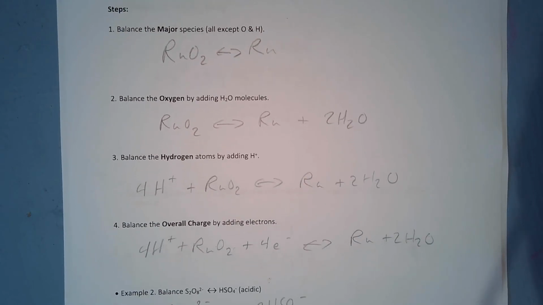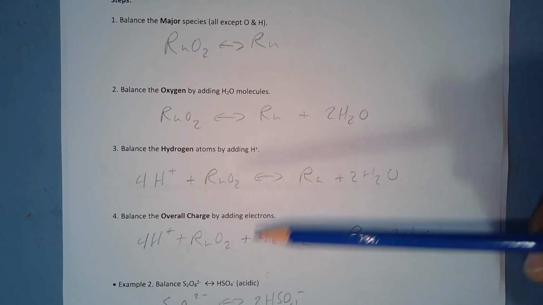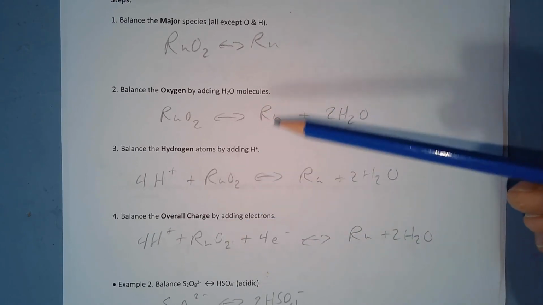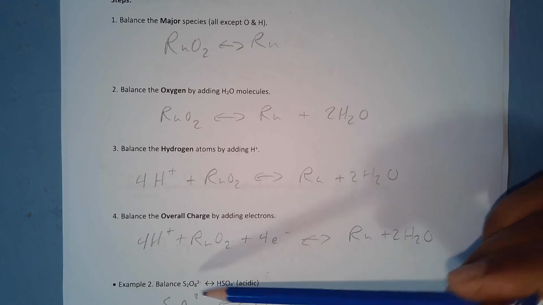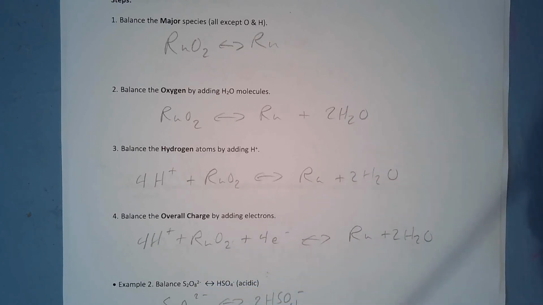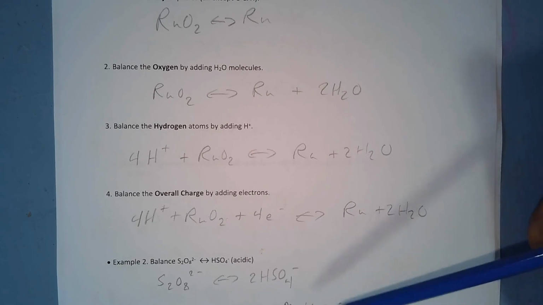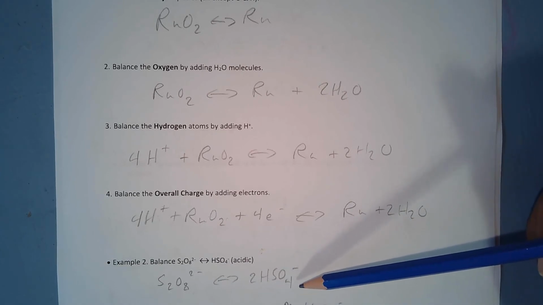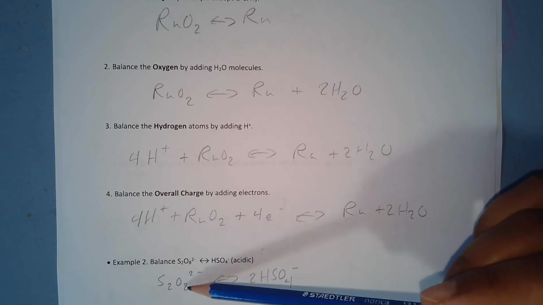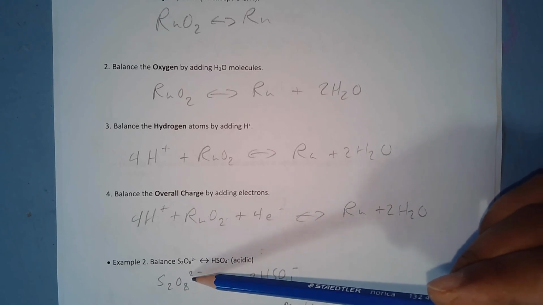So again, here it tells you it's in acidic conditions. So first thing is run it through that same list. The major atoms here are sulfur. So you have 2 on this side, we have 1 on this side. So we'll put a 2 in front of the HSO4 minus. Okay, so next is going to be the oxygen. You have 8 here. You already have 8 here, so there's no need to add water.